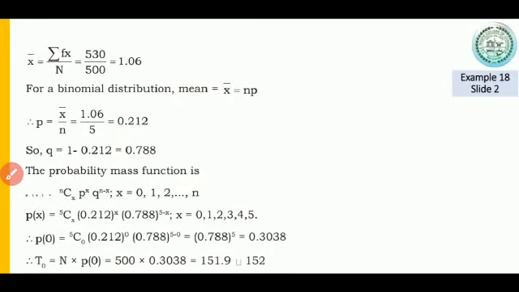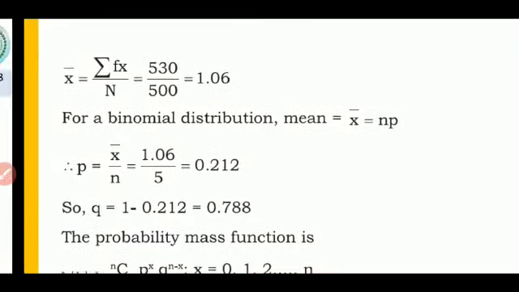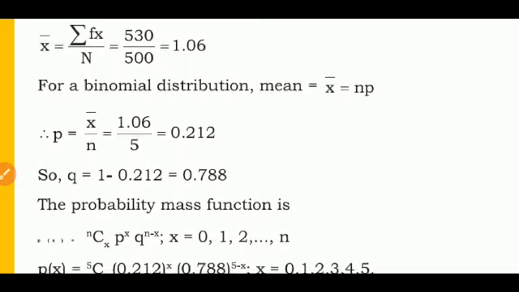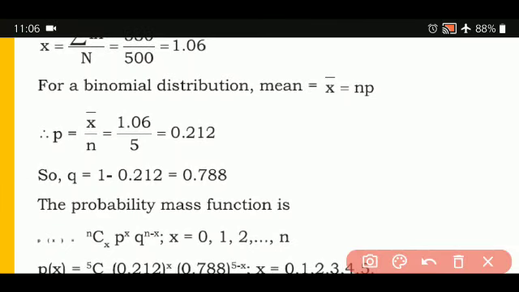Next, after finding the arithmetic mean, we are going to write the binomial parameters. What is the binomial parameter? X bar, the arithmetic mean, is represented by np. So x bar is equal to np, and P will be equal to x bar divided by n. We found the value of x bar, that is here 1.06, so we will substitute 1.06.